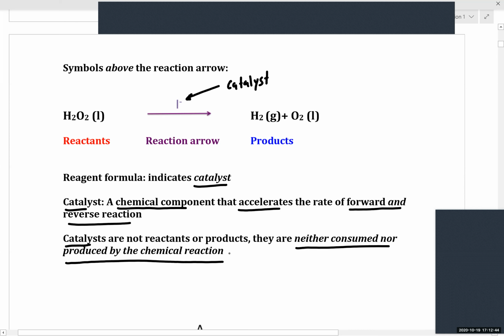So for example, iodide, which is I minus, helps facilitate this reaction and decomposition of hydrogen peroxide. It is neither produced nor consumed in the chemical reaction. You won't see a ton of catalysts in this introductory chapter, but this pops up a lot when we talk about organic chemistry and when we talk about biological reactions.